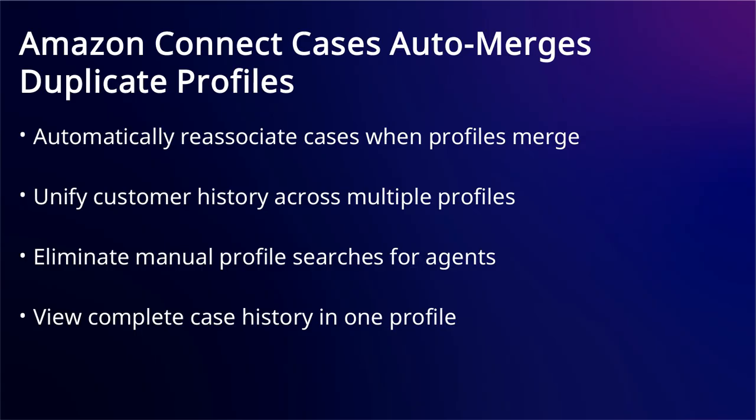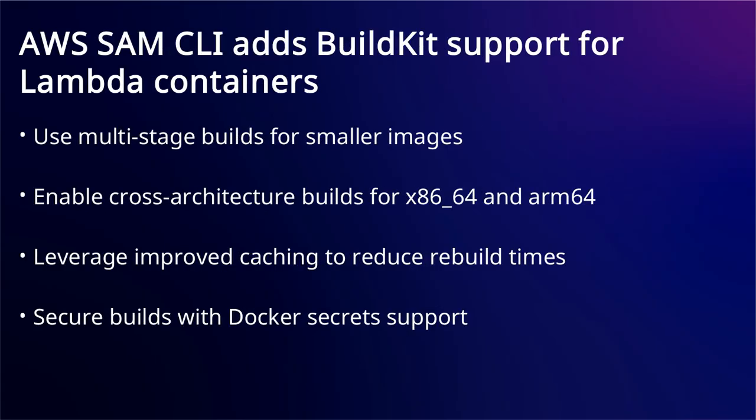additional effort. When packaging Lambda functions as container images, you need to optimize images for production with features like multi-stage builds, cross-architecture compilation, and secure credential management. SAM CLI previously lacked support for BuildKit, limiting your ability to use these capabilities. With BuildKit support in SAM CLI version 1.159.0 and later, you can now use multi-stage builds to create smaller final images without development dependencies.